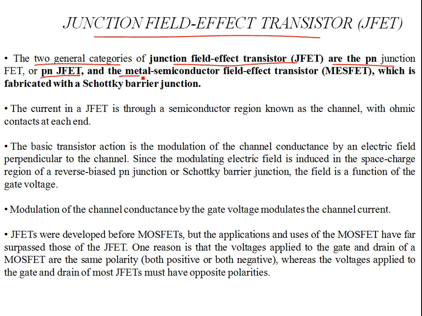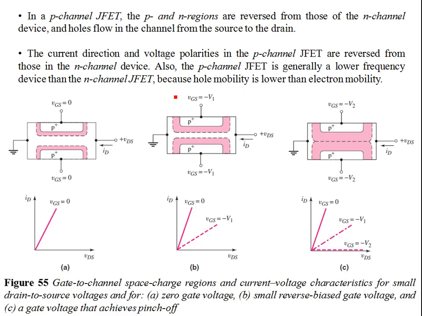And then there is another type, besides JFET: you have the metal semiconductor field effect transistor. We're going to talk about this a little while later. The difference between MESFET and MOSFET and JFET is that it is fabricated with a Schottky barrier junction. What is a Schottky barrier junction?